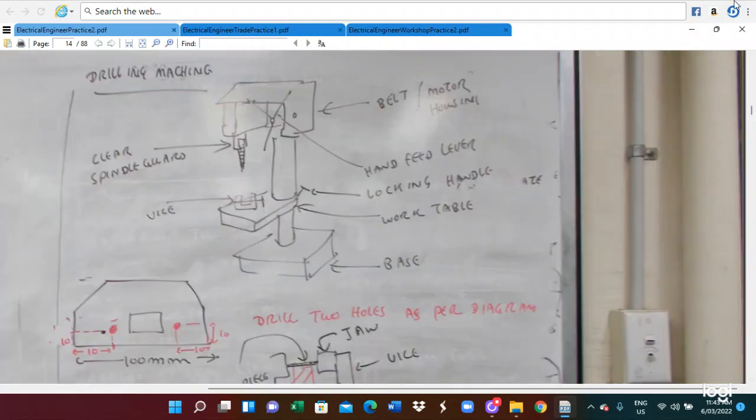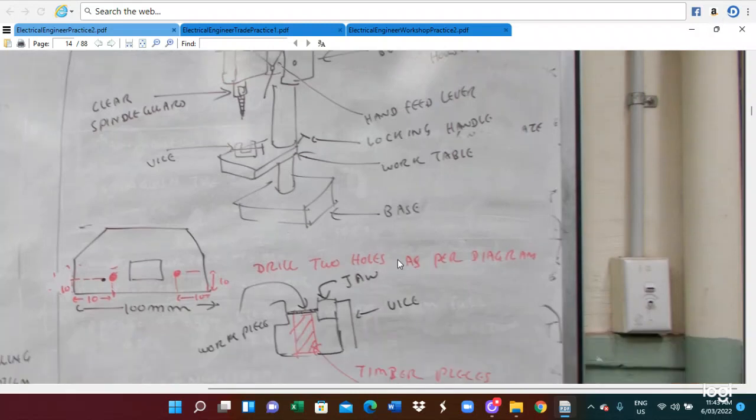Here is a drilling machine. This is a simple diagram of the drilling machine. The drilling machine has the spindle guard. Also here is a vice. Here is a belt and a motor, and the hand lever. Here is a locking handle and the work table. Here is the base. So those are the components of the drilling machine.